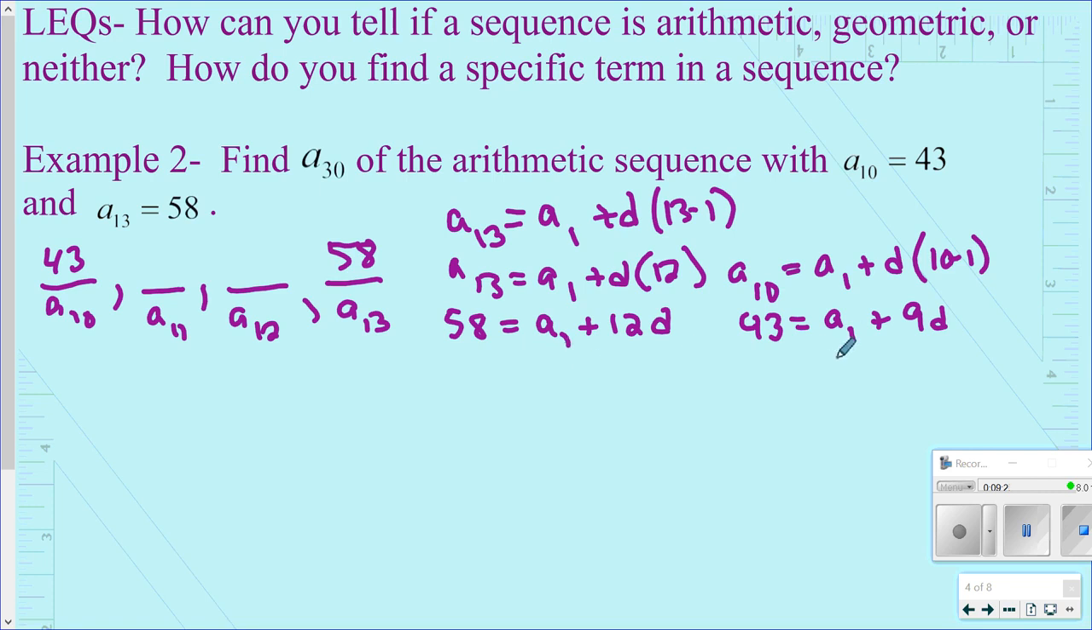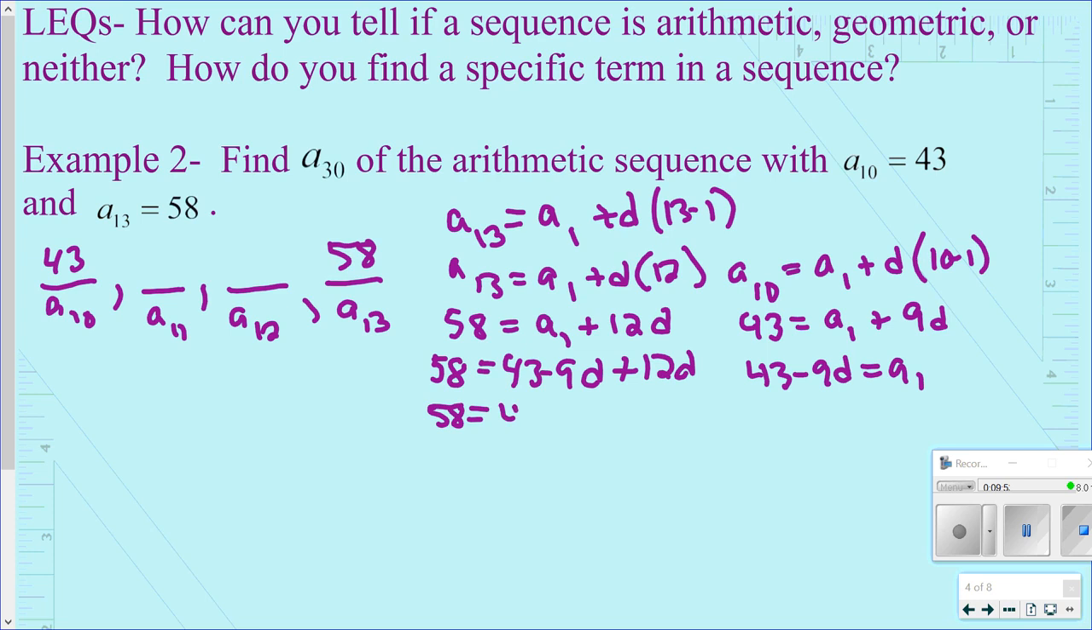I'm going to solve this one here on the right. So if I'm solving it for a sub 1, then 43 minus 9d would be a sub 1. And I'm going to go ahead and substitute that into this other equation that I wrote a minute ago. So I have 58 is equal to a sub 1, which is 43 minus 9d, and then plus 12d. So combining like terms, 58 is equal to 43 plus 3d, I can subtract 43 from both sides, and 3d is equal to 15, and dividing both sides by 3.